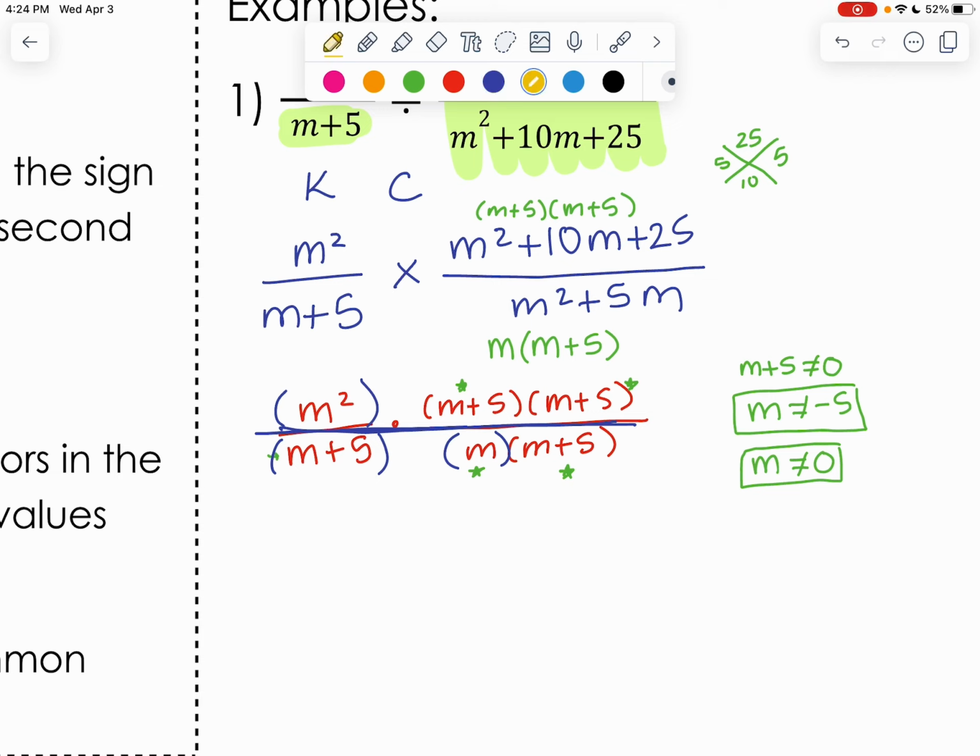So I see an m plus 5 pair. That's one. I see another m plus 5 pair. So those also cancel because they're in a pair. And then I see m squared over m. I know that those can simplify. They both have m. If it helps you to rewrite it, you certainly can. M squared over m. Well, what would m squared divided by m be? That would be just m. So there's our simplified expression, and we have our two excluded values.